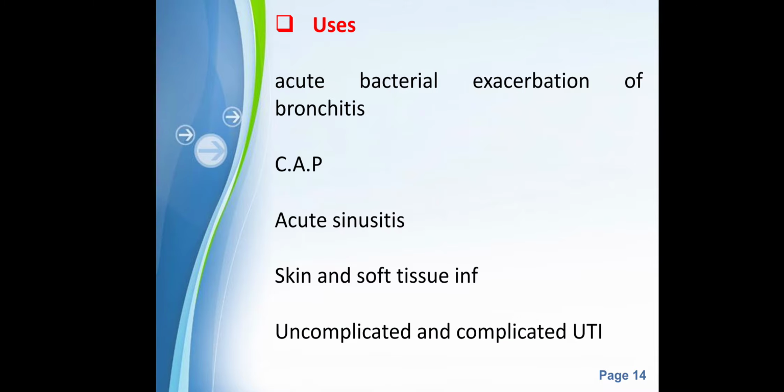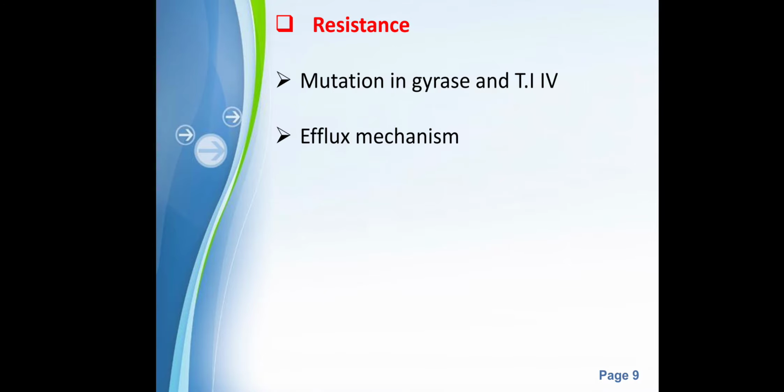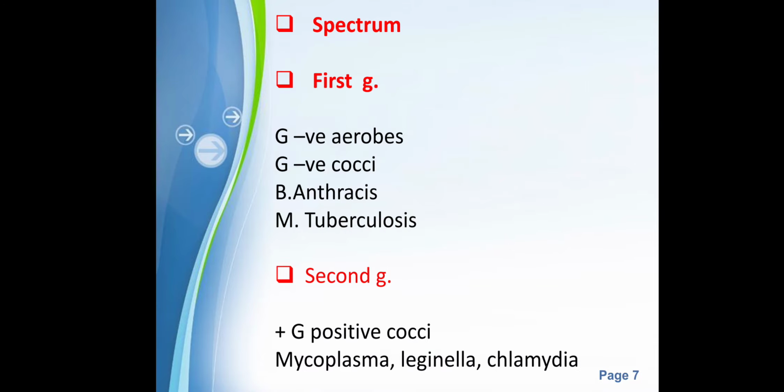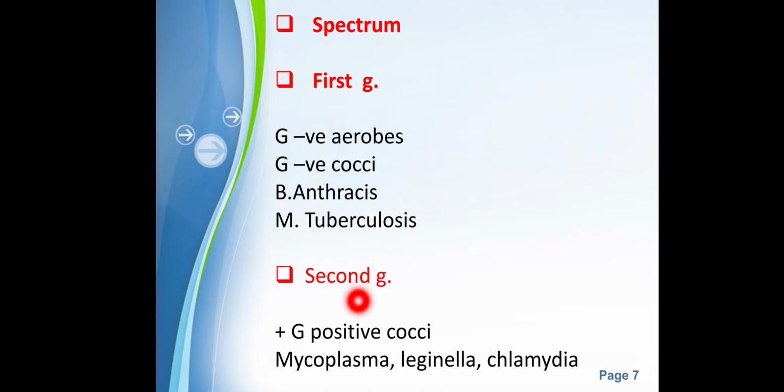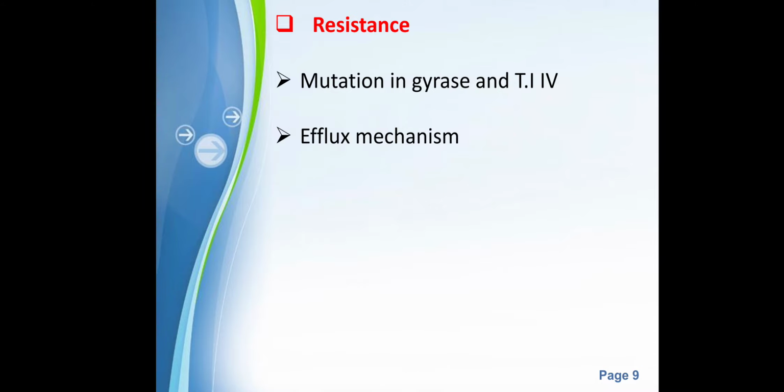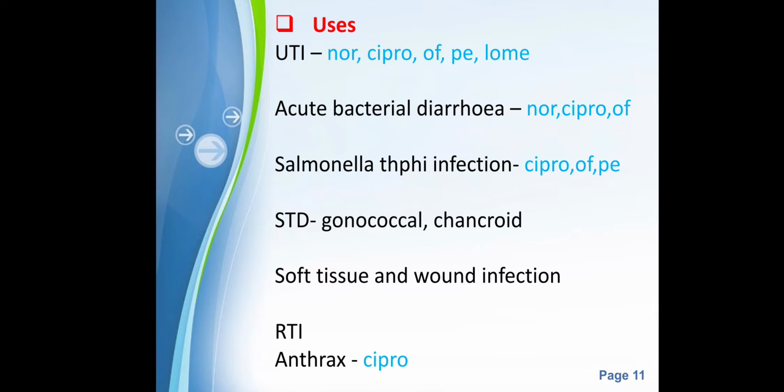Same way here uses. Now coming to the spectrum, again spectrum of second generation. Here we are adding gram positive cocci, right? Gram positive cocci has been added, plus mycoplasma, legionella and chlamydia. So in indication, gram positive cocci are mostly Streptococcus pneumoniae, right? So they are responsible for causing upper respiratory tract infections.